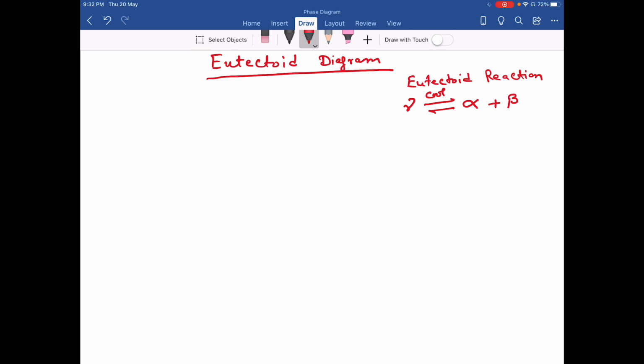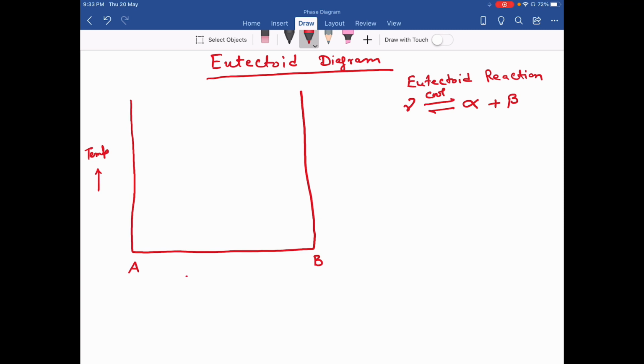Now this diagram is something like this. Here I have one pure solid A, another pure solid B. Along this side I have temperature. Here I have the weight percentage of B. This is the isotherm, a constant temperature line. So something like this, I have the eutectoid diagram.